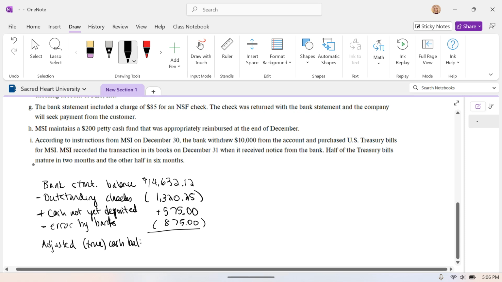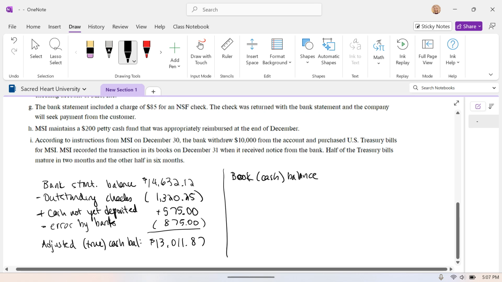When we add all this up, we should get to $13,011.87. Now we have all the information we need. Normally in these problems, in the real world, we're going to know what our book balance is, or our cash balance. This is the company's cash account. We would know it, but in this problem, we're not given it.